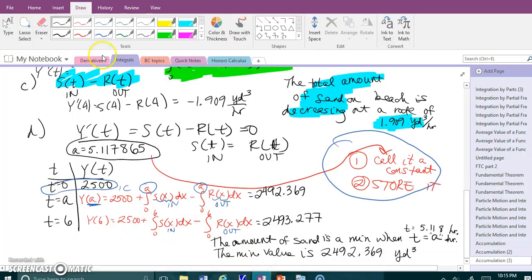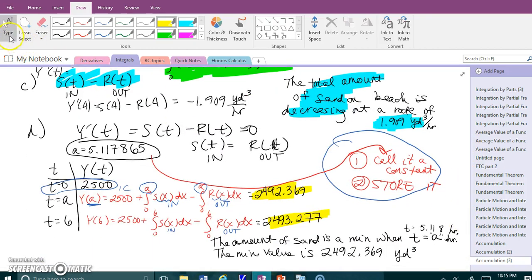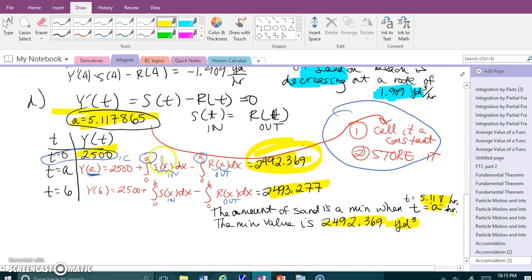So I'm going to return to my table, fill in my actual values here, and make sure you answer the question. I want to know when is the sand a minimum and what is the amount of sand a minimum, or what is the minimum amount of sand. Okay, so the amount of sand is a minimum when T equals A, or you can just say the actual value. You can round here because it's your final answer, or you can just say A because you already said what A is, hours. And then the minimum value is this amount of cubic yards, because just look at your numbers, this is the smallest number out of the 3.